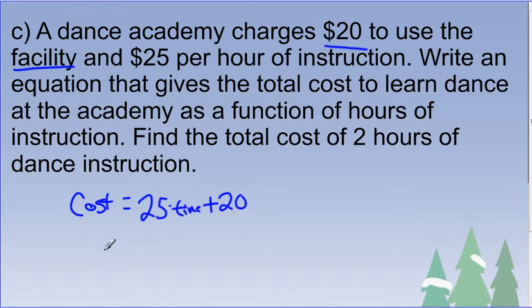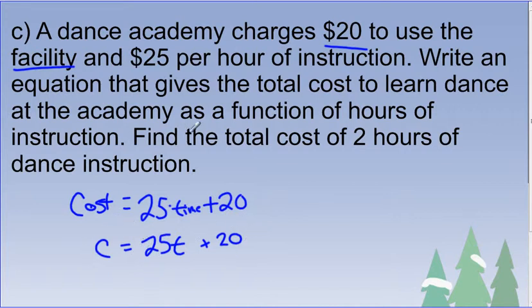So now we got C equals 25t plus 20. This is the answer to thing 1, which was write the equation of this information. We wrote the equation. Cost equals 25t plus 20. So $25 per hour plus $20 to use the facility is the total cost.